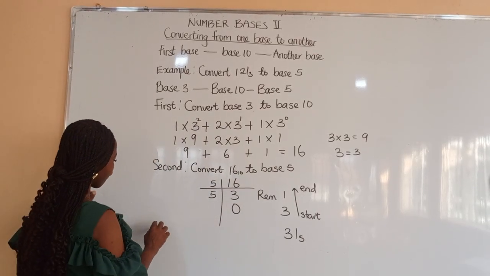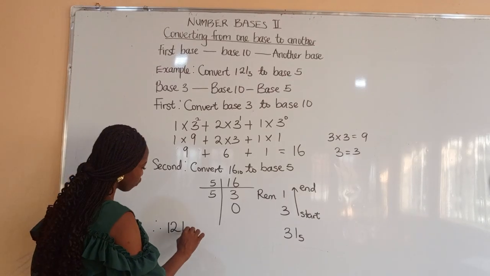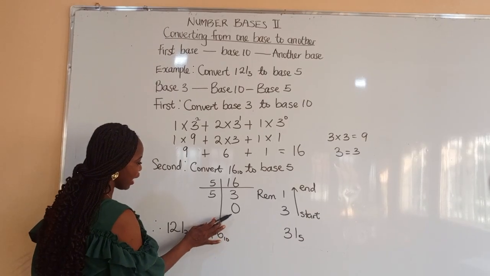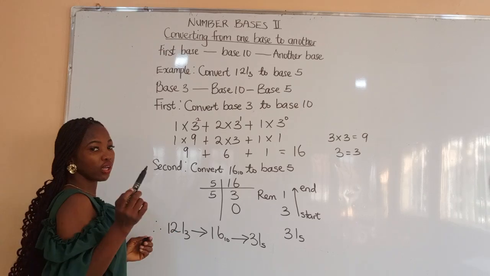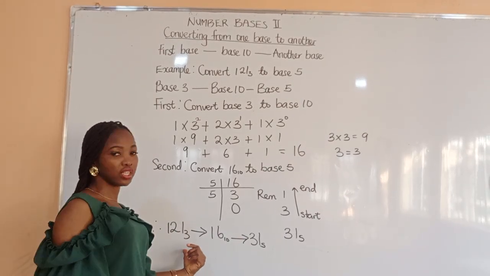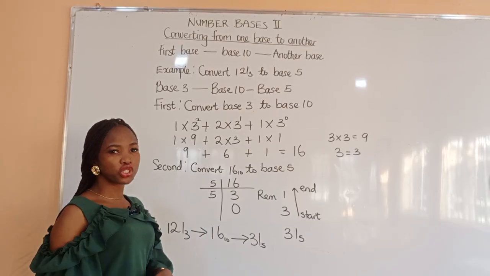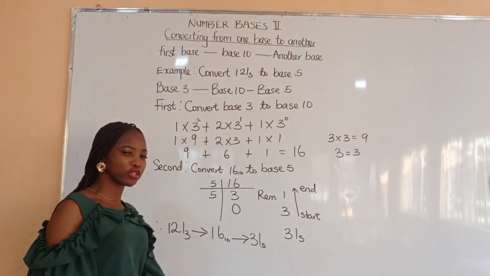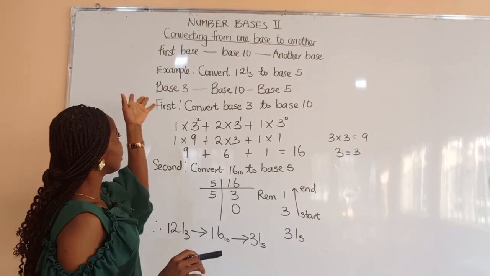Therefore, we have 121 base 3 will give me 16 in base 10, and it moves to 31 base 5. You can also convert 31 base 5 to base 3. You still get the same answer. I'll leave you to do that one. Once you do it, snap and send it to me in the comment section. Let me see you solving and let me see how you're moving with it.